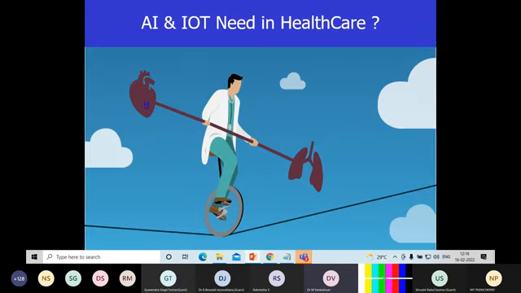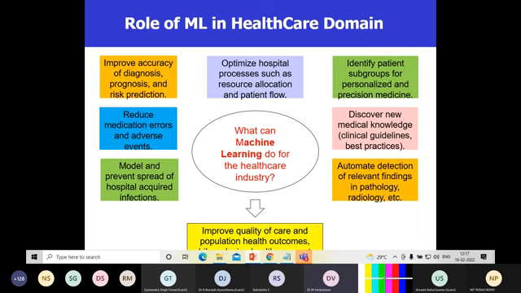So if you want to use AI and IoT, the IoT is used to collect the data, but when you want to develop the prediction model, machine learning plays a crucial role, correct? So how can machine learning be used in the healthcare domain? You can see it's not only predicting the disease, it's used in many areas of this healthcare domain.